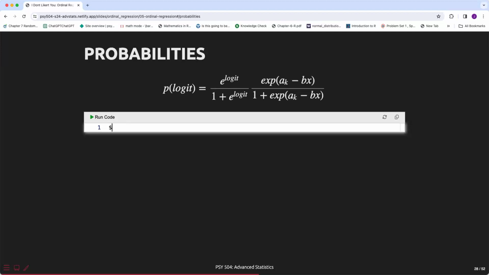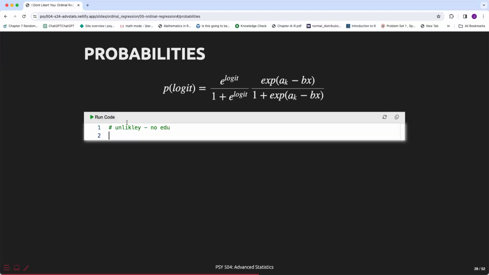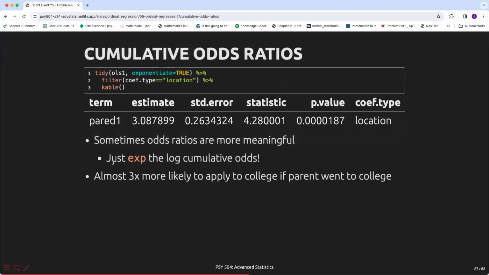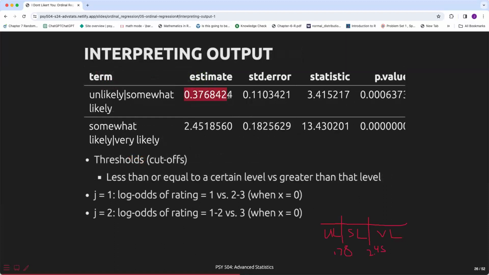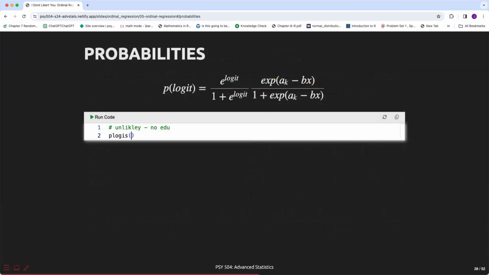So let's pull the predicted probabilities for each of the categories. Let's look at unlikely, if you have a parent that didn't go to college. So I'm just going to say no education here. This is where our intercept values come in handy, because we need them to get the predicted probabilities, as stated in the formula here. Because the first cut point is the unlikely category and below, that's basically the unlikely condition. So we can use that to get the predicted probability. Let's just steal that from the output, and we can use the plogis function to get that.